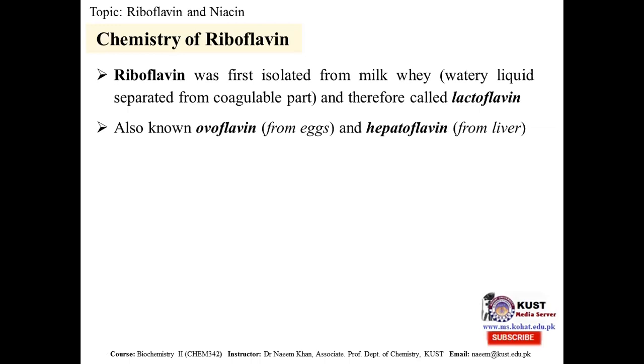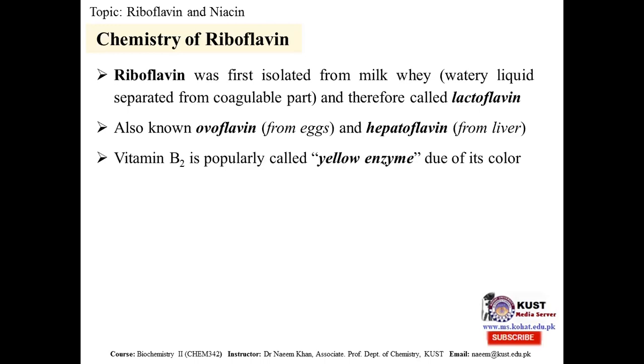Also, it was termed ovoflavin because of its presence in eggs, and as liver is a good source of this vitamin, it was also called hepatoflavin. So common names of riboflavin include lactoflavin, hepatoflavin, and ovoflavin, and these names were given because of their presence in different sources. Riboflavin is termed vitamin B2, and it was most commonly known as yellow enzyme, because of its color. It has an enzymatic function, actually as a coenzyme factor, and because of its yellow color it is commonly known as yellow enzyme.